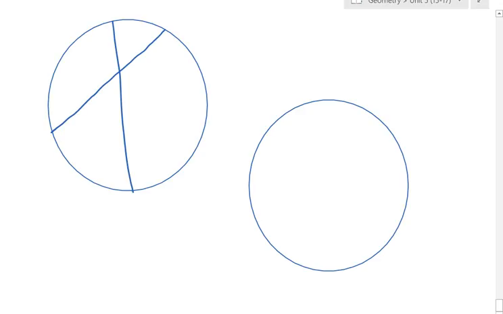Okay? And so what we want to do is measure these angles, 1, 2, 3, and 4. And then also, if you can identify the center of your circle, then you can use the central angles to measure these arcs A, B, C, and D. So you're going to need the central angles to measure those.